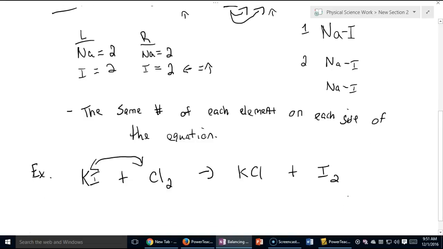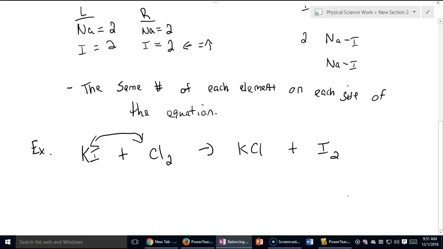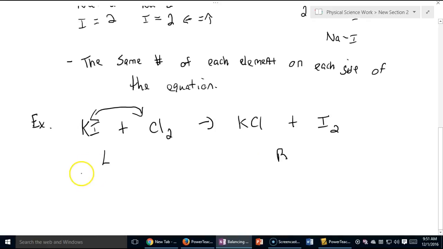Okay. All right. So let's see what's going on. Let's see what we need to do here. Let's go ahead and write down the left-hand side and the right-hand side. On the left-hand side, we've got 1 K, 1 I, and 2 Cl's. On the right-hand side, we've got 1 K, so that's good. We've got 1 Cl, that's a problem.